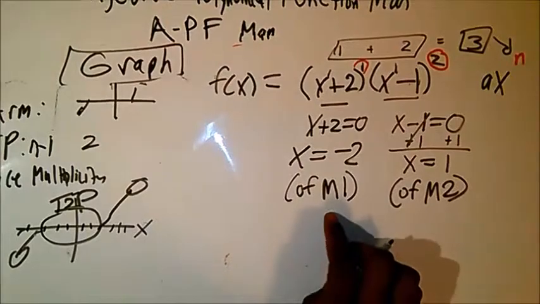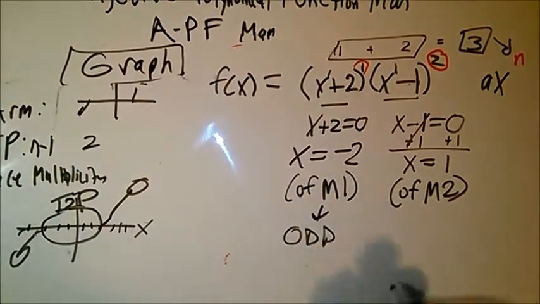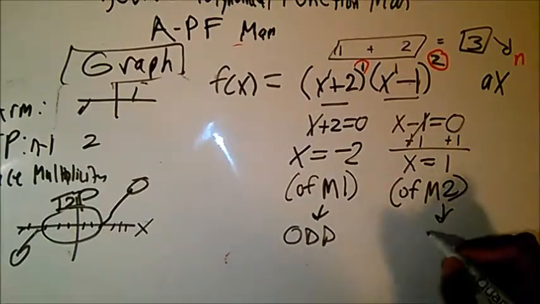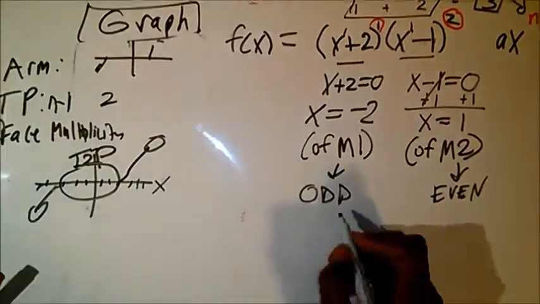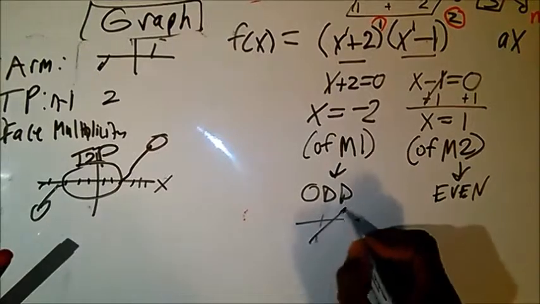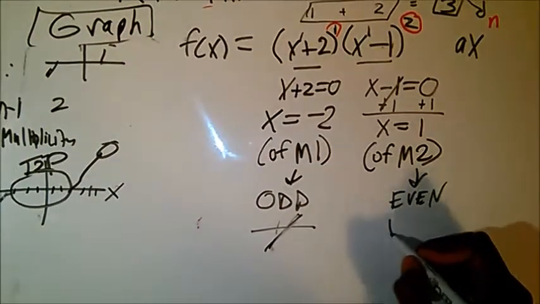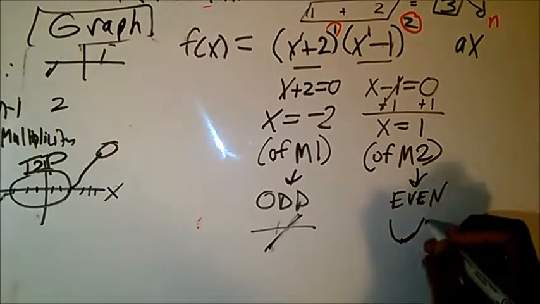Now this one, since it's of multiplicity 1, it's odd, right? Since this one is of multiplicity 2, it's even. If it's odd, remember, odds are strange. Odds like to cross over the x-axis. Evens, remember, they're happy. They're always smiling. They like to touch the point and turn around.